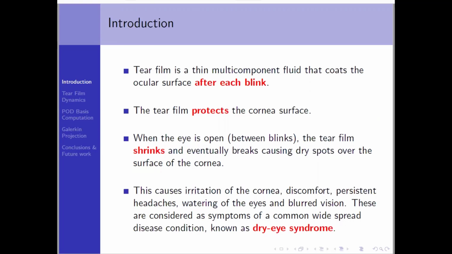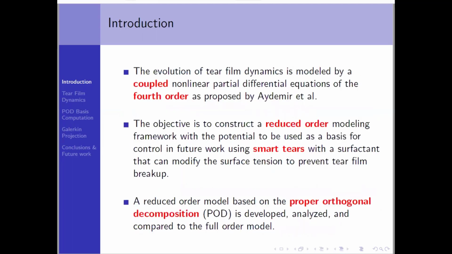This sometimes causes problems: dry spots over the cornea, irritation, discomfort, headaches. So many problems can happen. We want, as much as we can, to avoid the tear film thickness going to 0. A famous disease, dry eye syndrome, is a result of frequent zero thickness situations.